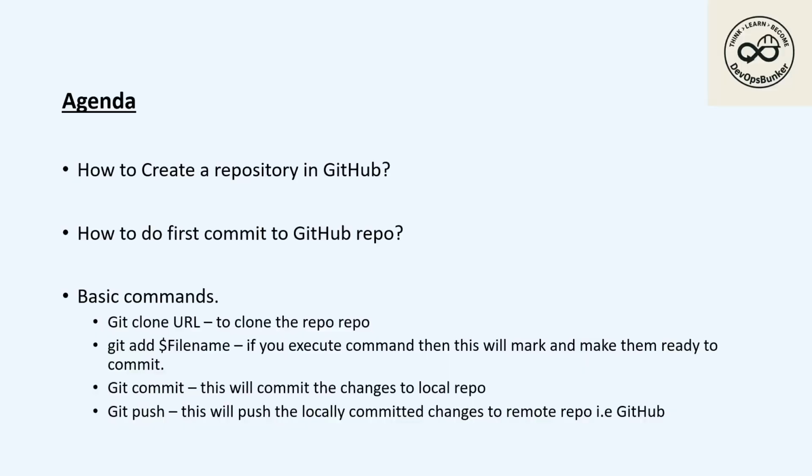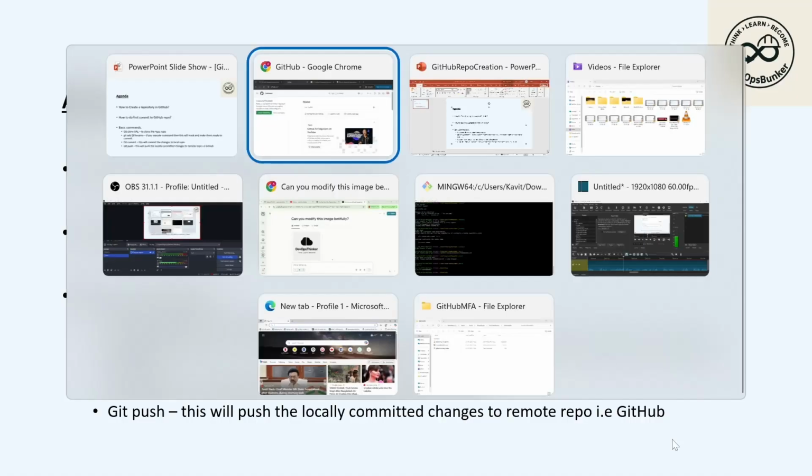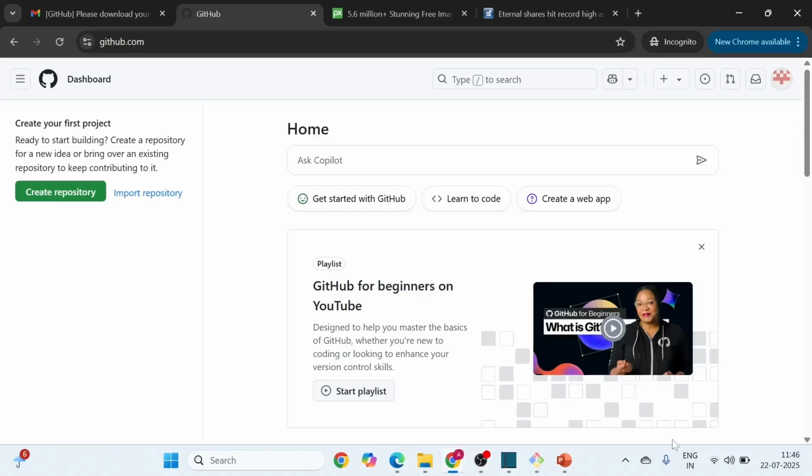In this video, we are going to learn how to create a repository in GitHub and how to do the first commit to a GitHub repo. There are some basic commands which will help us to push our first commit. Let's start. Go to the Chrome browser and log into your GitHub.